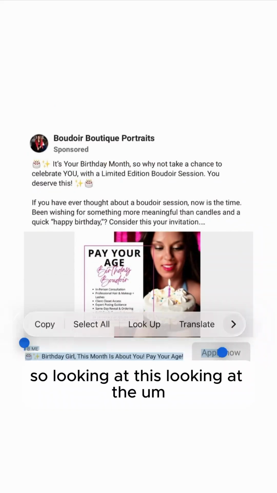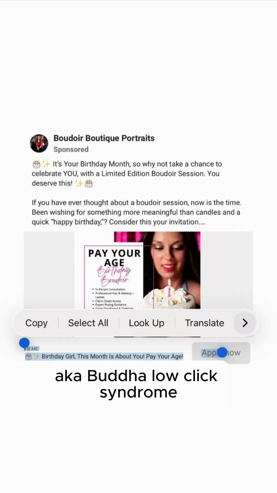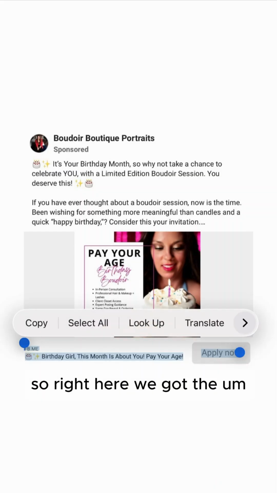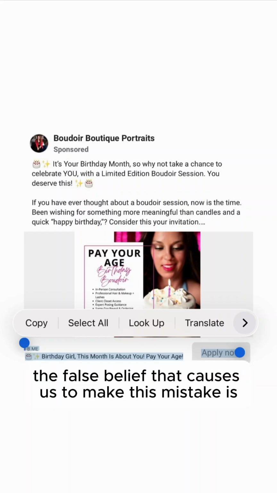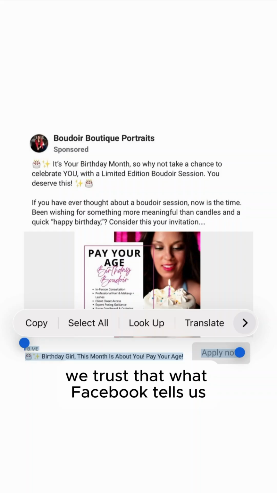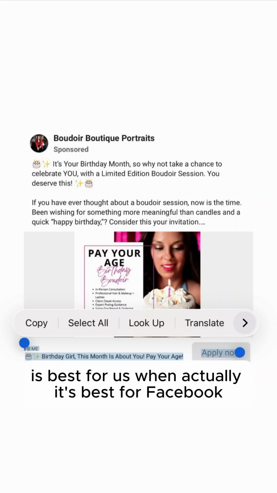So looking at this BLCS, we're going to diagnose this, see if we believe it has BLCS, aka Boudoir low click syndrome. Right here we got the below creative cluster mistake. The false belief that caused us to make this mistake is we trust that what Facebook tells us we should fill out when creating our ads is best for us, when actually it's best for Facebook.